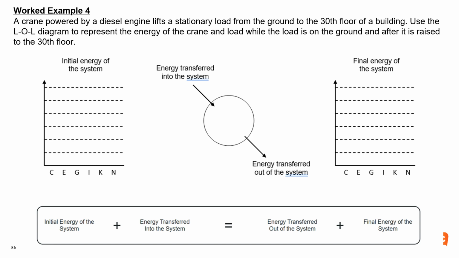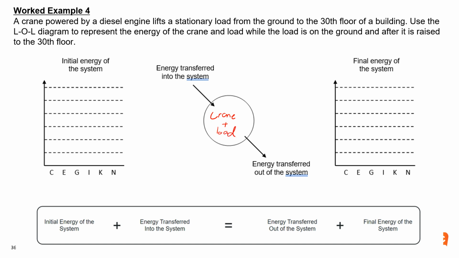So for worked example 4, we've got a crane powered by a diesel engine lifting a stationary load from the ground floor to the 30th floor of a building. And we want to represent the crane and the load as the system. So first thing that we do, we write down what our system is inside the O. So this is going to be crane plus the load.